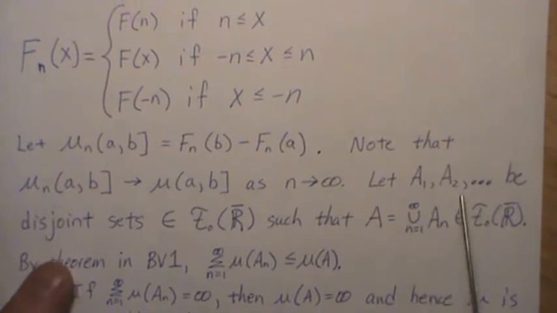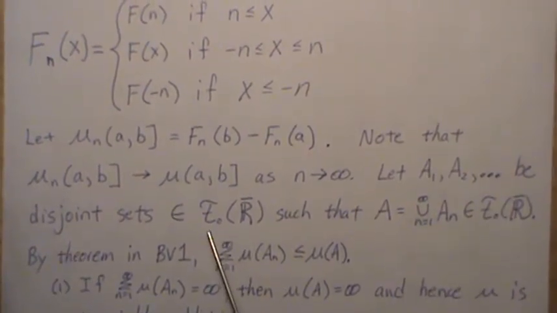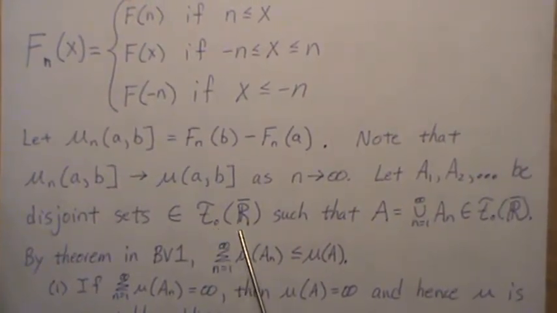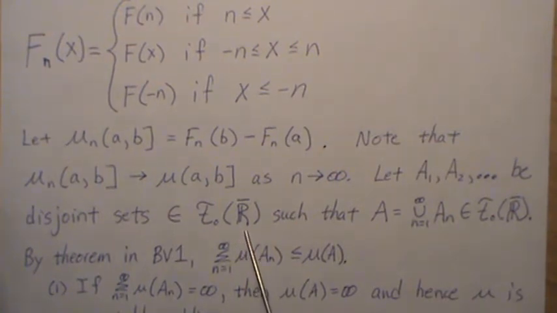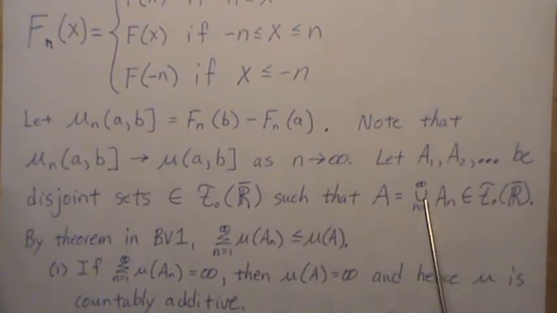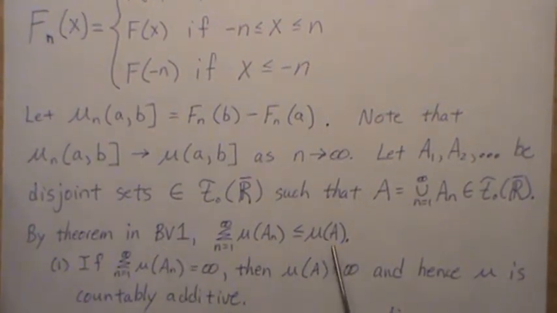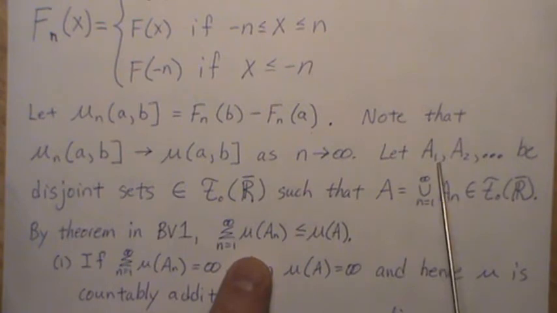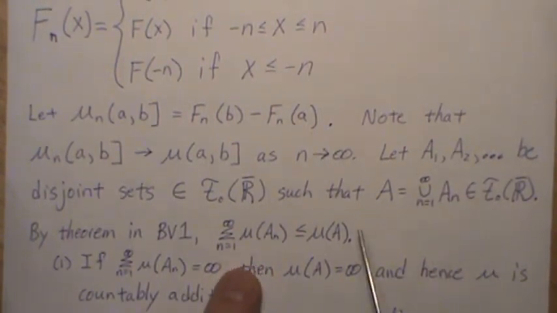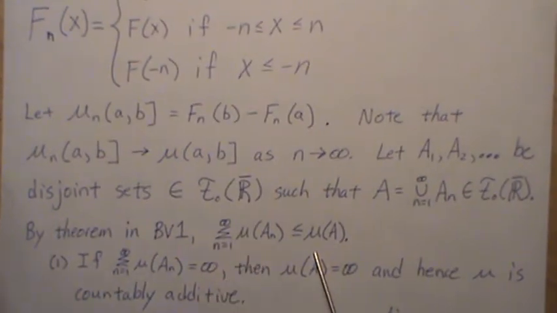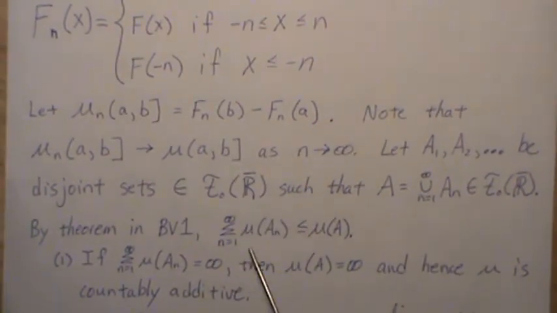Now let's let A1, A2, and so on be disjoint sets that are elements of the field of these right semi-closed intervals, such that the union is also in that field. And then we'll call that union A. Now, by a theorem in BV1, we have that if we have infinite disjoint sets where the union is back in the field, then this property holds. And we proved that in BV1. So this infinite sum is less than or equal to the measure of A.